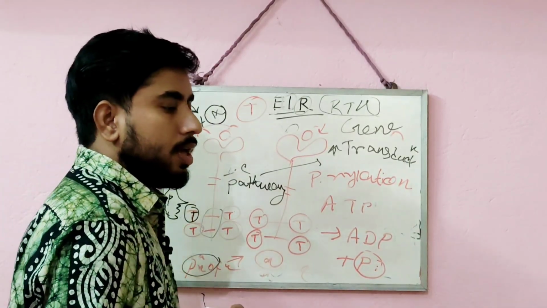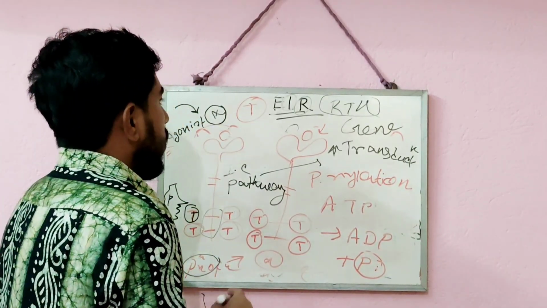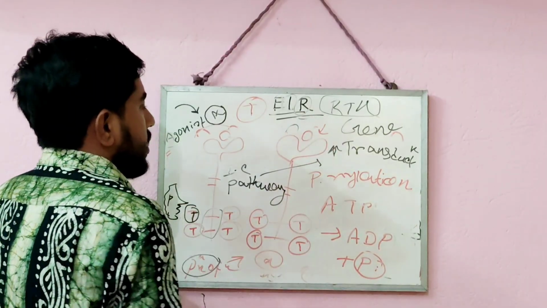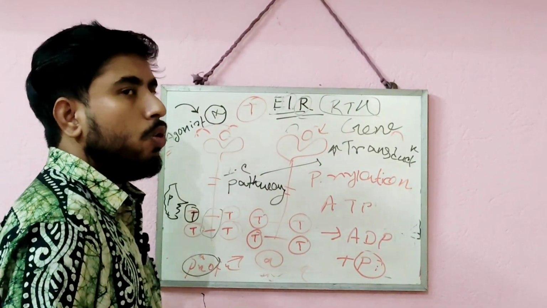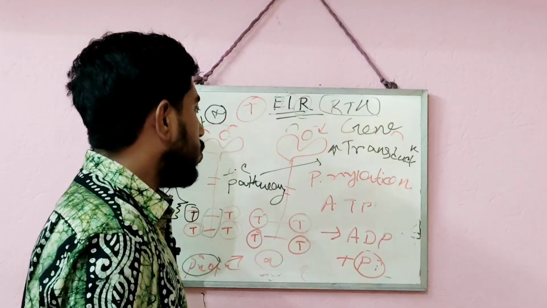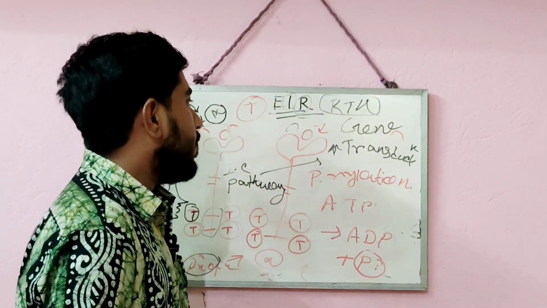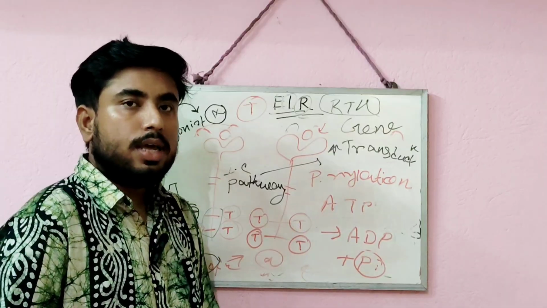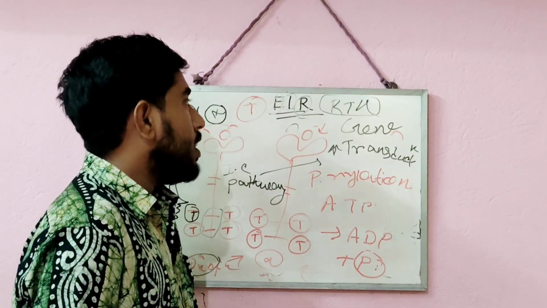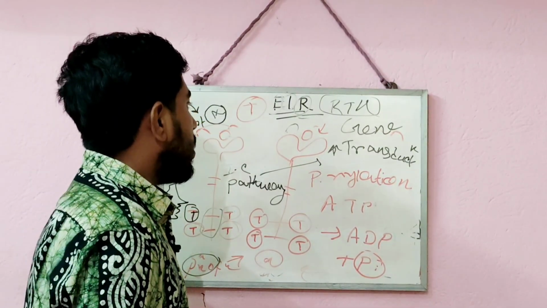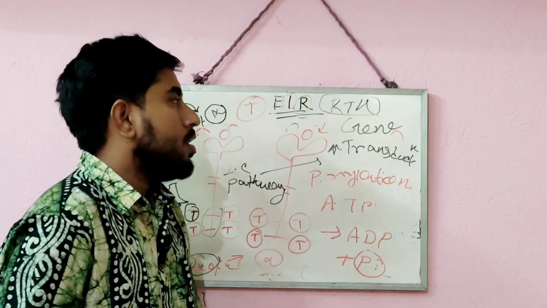Now I have to discuss examples of what comes under enzyme-linked receptors. Generally, growth factor receptors come under enzyme-linked receptors. Examples are the fibroblast growth factor receptor and the insulin receptor.